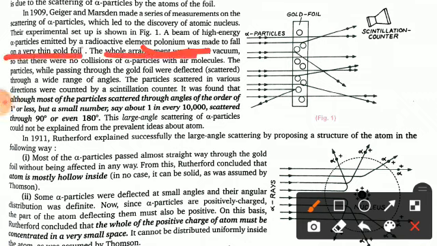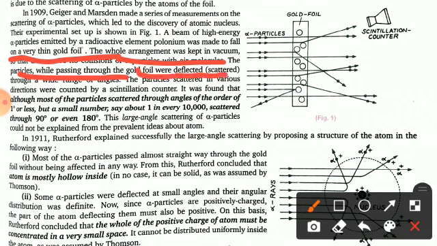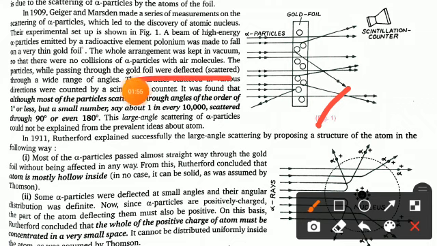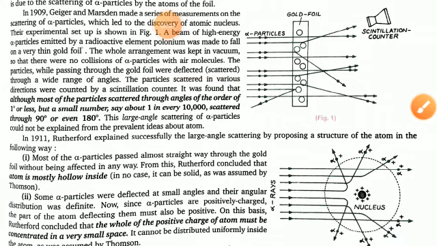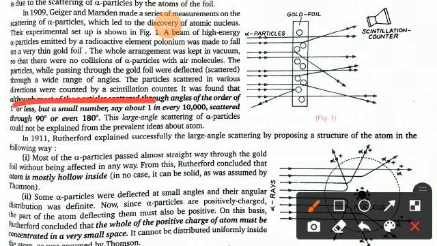The whole arrangement was kept in vacuum so that there was no collision of alpha particles with air molecules. The particles passing through the gold foil were deflected, that is scattered, through a wide range of angles, and were counted by a scintillation counter. It was found that although most particles scattered through angles of the order of 1 degree or less, a smaller number, about 1 in every 10,000, is scattered through 90 degrees or even 180 degrees.